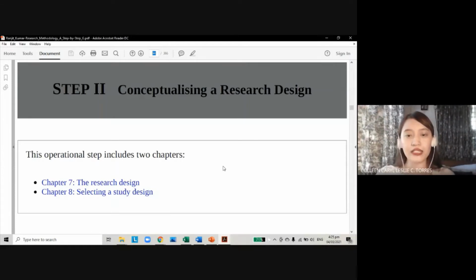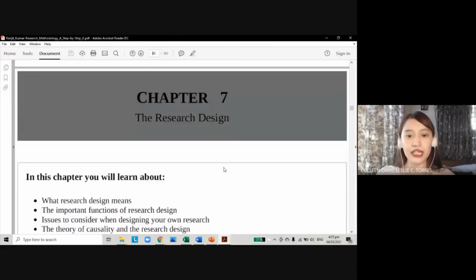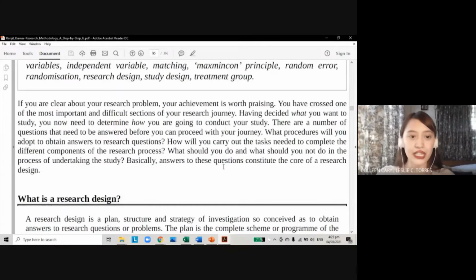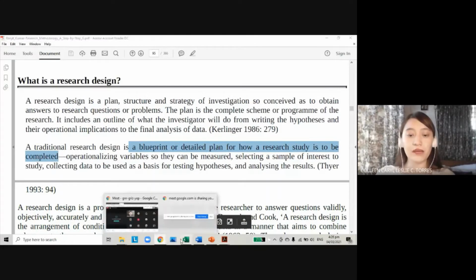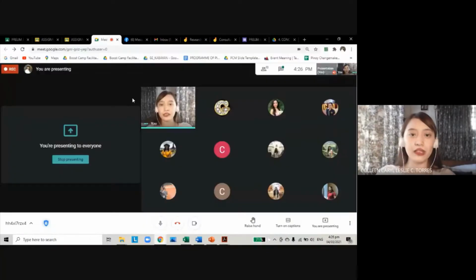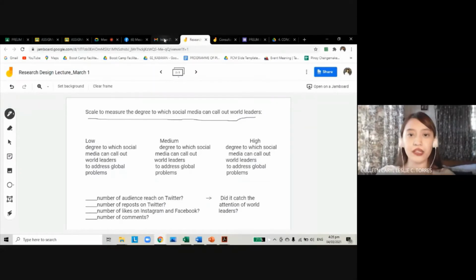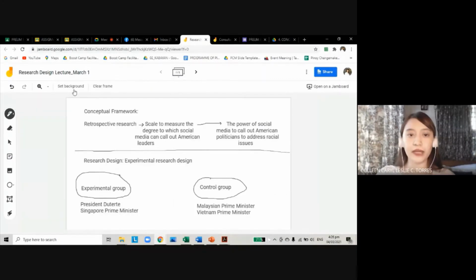So last time, basically, we learned from last meeting that a research design is a plan, no? So it refers to a plan, structure, or strategy of investigation. So this is a blueprint or detailed plan for how a research study is to be completed. So there are several examples of a research, or rather, this pertains to the conceptual framework. So the conceptual framework and the research design go hand in hand. Giving as an example, the conceptual framework we came up with last time.